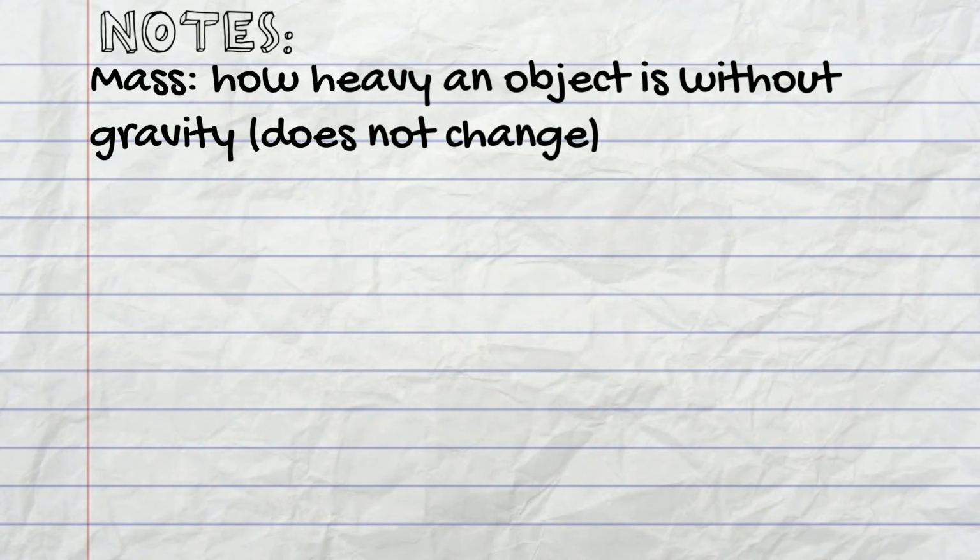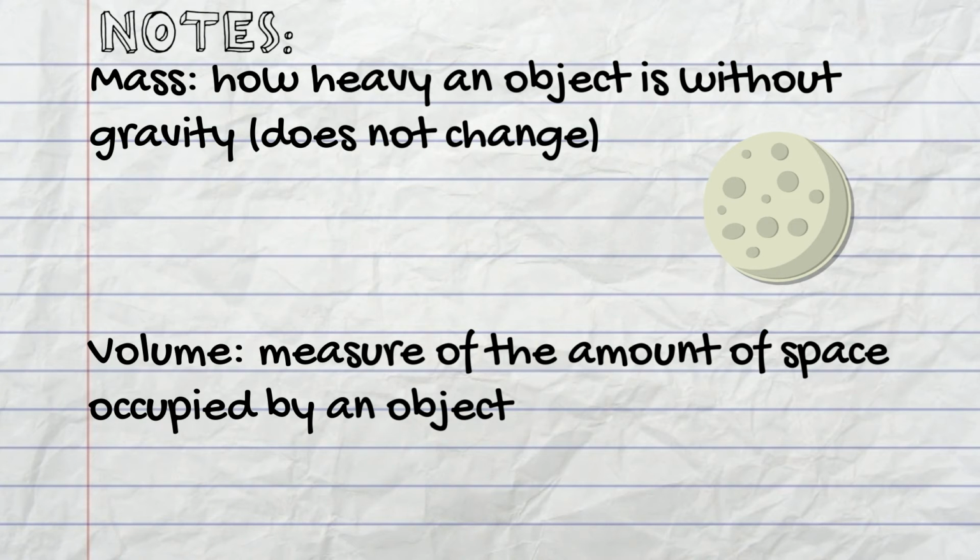Mass, I talked about that matter is anything that has mass and volume. Mass is how heavy an object is without gravity. So your mass does not change when you're on the moon. Pretty cool, huh? Volume is the measure of the amount of space that is occupied by an object.